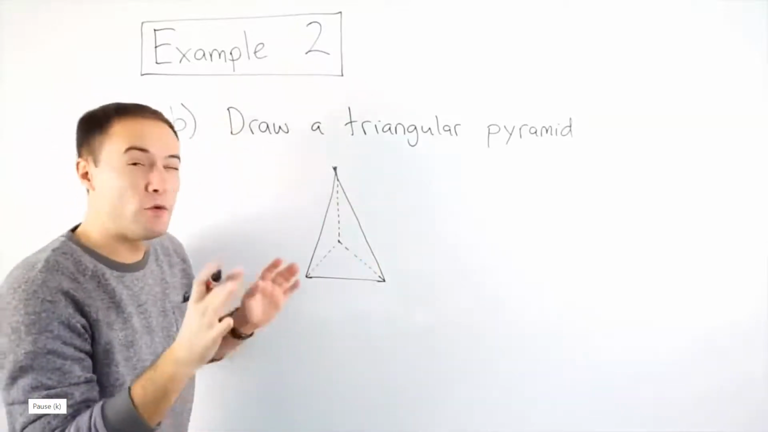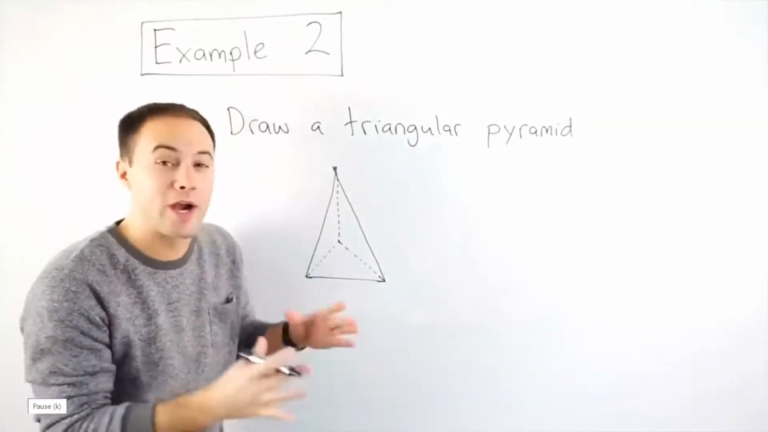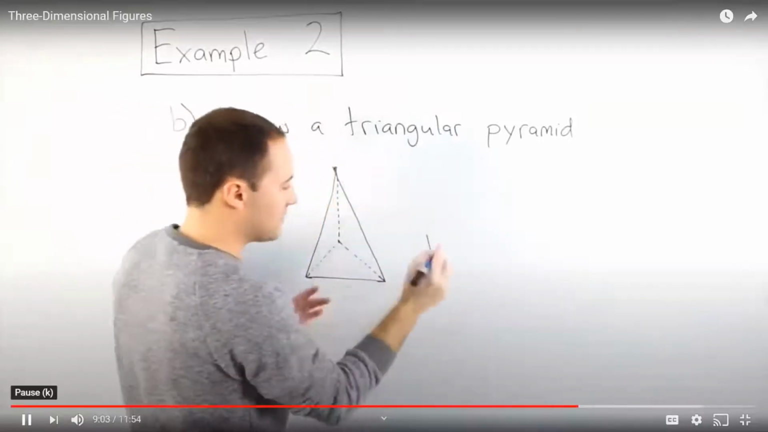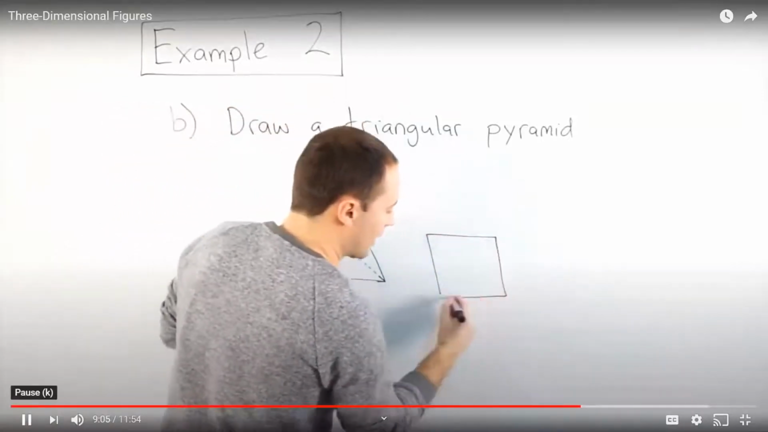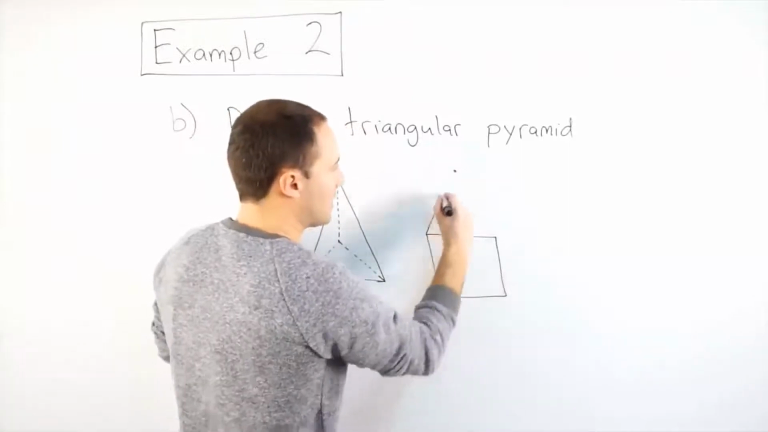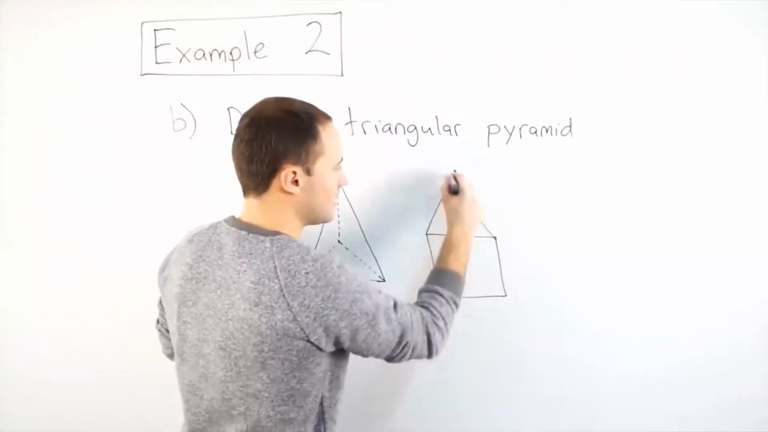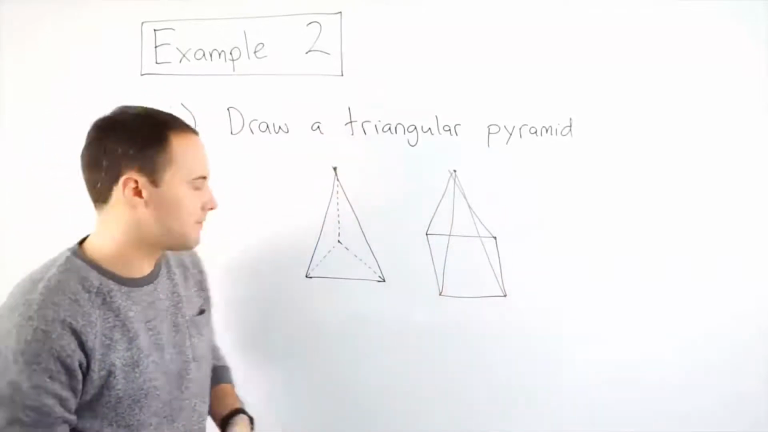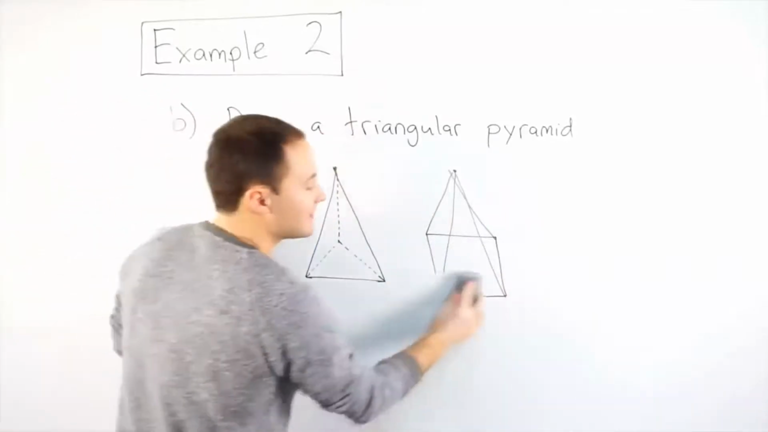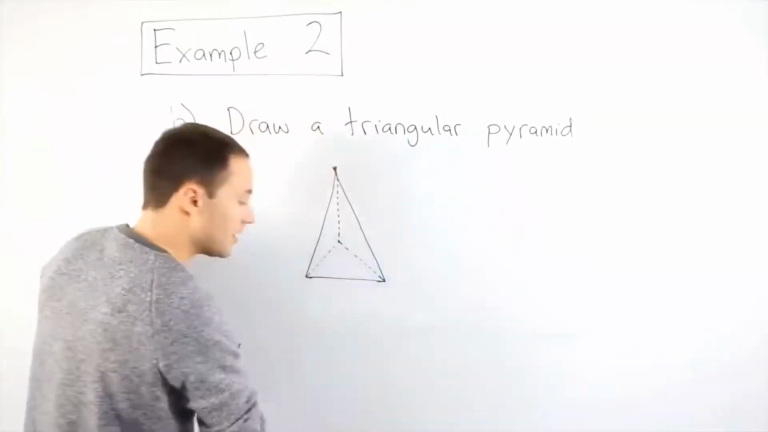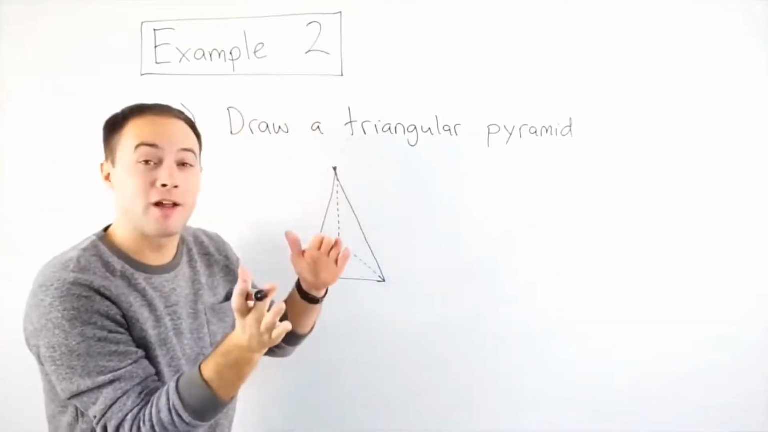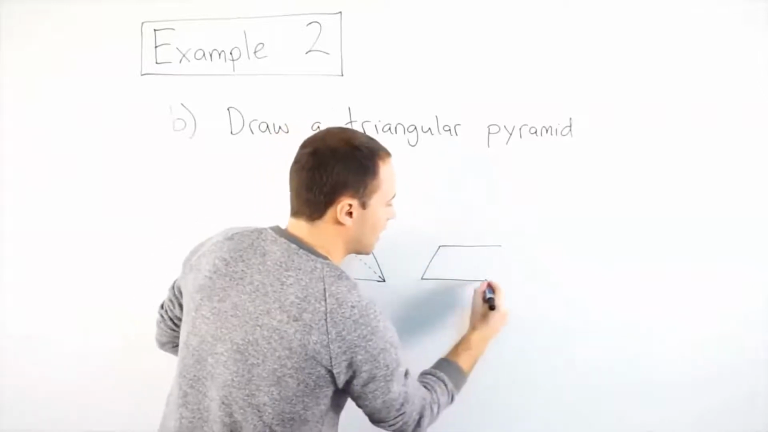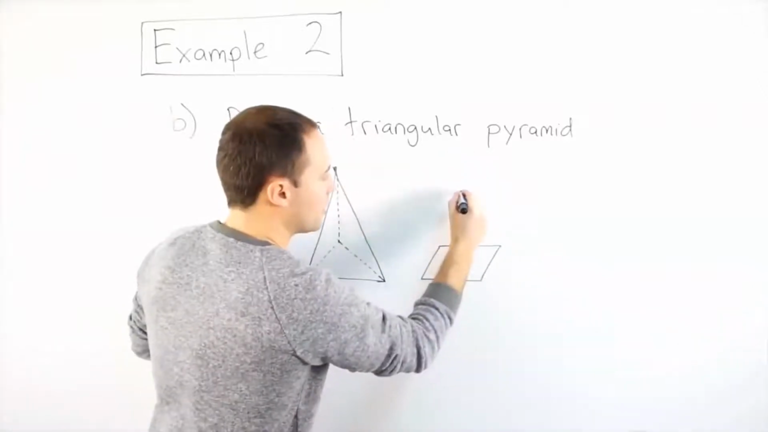Now, real quick, if you wanted to do a square pyramid, you got to be careful because if you do the same technique and draw a square and then a point up here, you're going to look at that and say, that looks really weird, right? Well, the trick is to not draw a square. Make it look more like a parallelogram, kind of slanted.